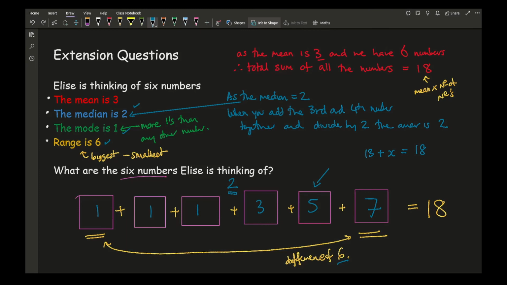Now with these types of questions, you might have different approaches to look at. You might think to yourself, well, if the median is going to be 2, then the middle two numbers must be 2. The problem then is that you've only got 2 spaces before that, and the mode has got to be 1. So you've got to have more than, let's say, 2 1s, and that's why the 6 numbers are going to be 1, 1, 1, 3, 5, and 7 as the final answer.